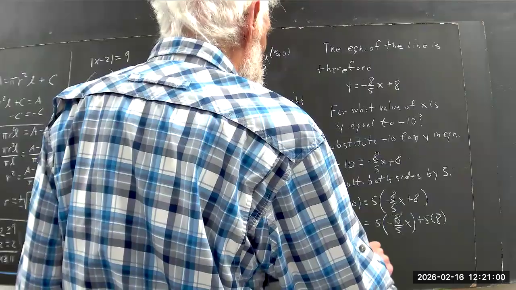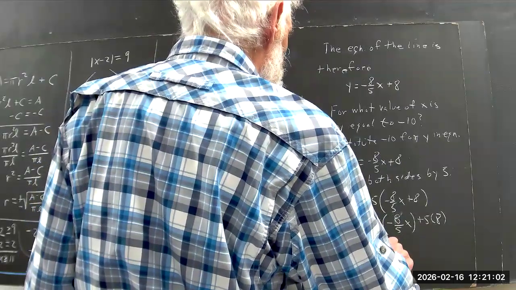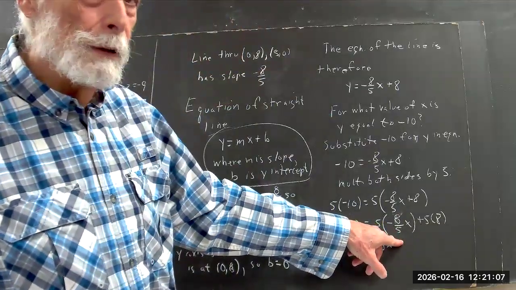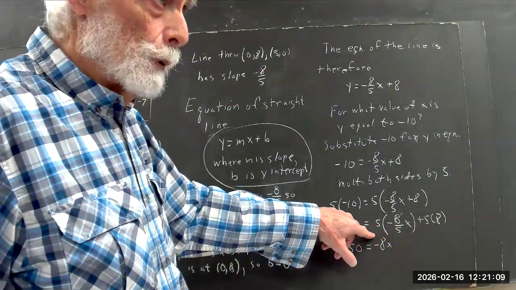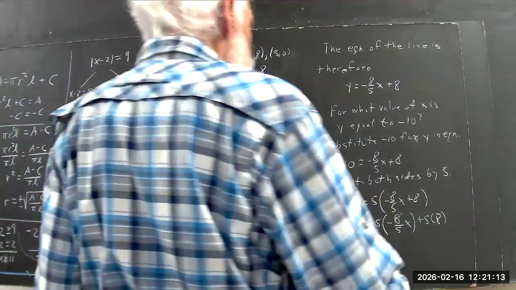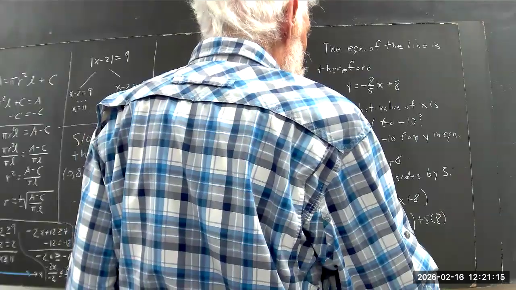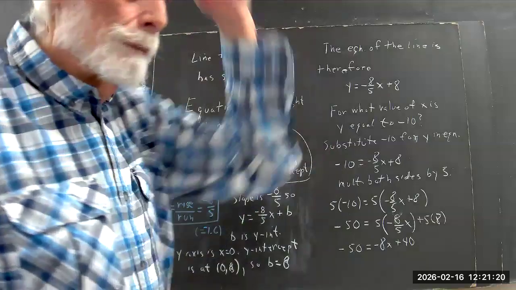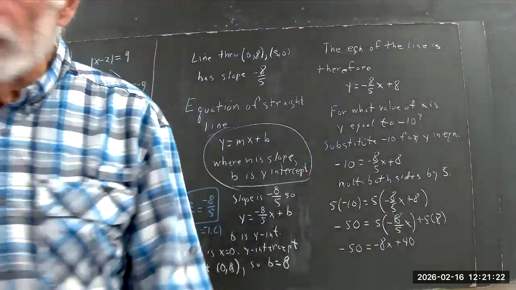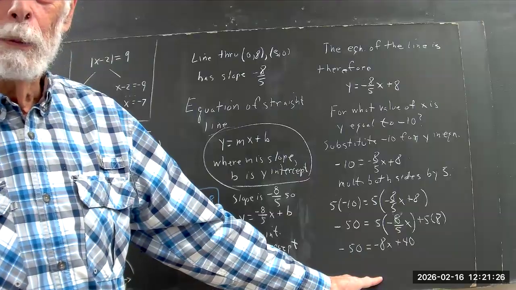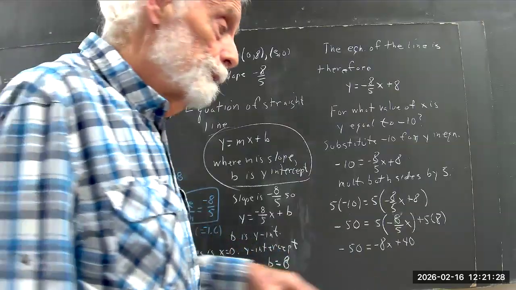That gives us negative 50 equals negative 8x, because the 5 in the denominator divides the 5 that we're multiplying by, which is going to be in the numerator. It leaves us negative 8x plus 40. Now that's an easy equation to solve. It's as easy as the other equations you've already solved.